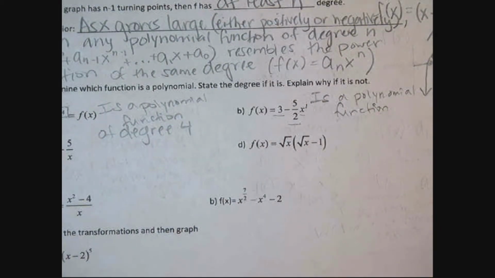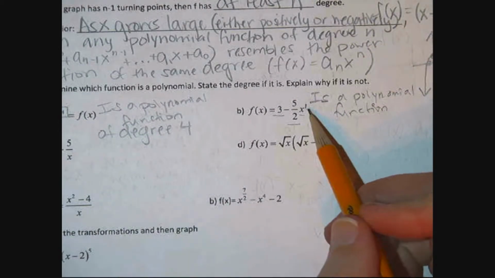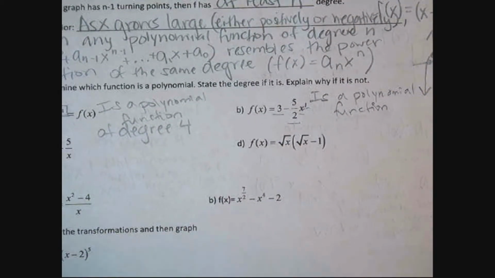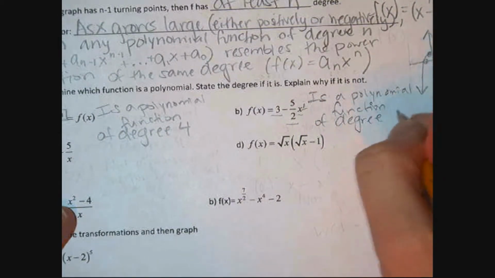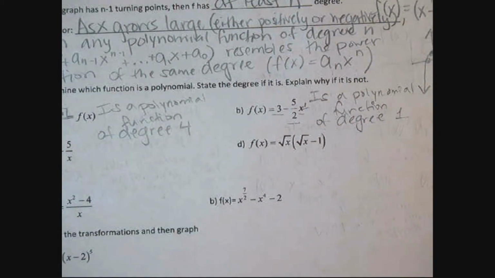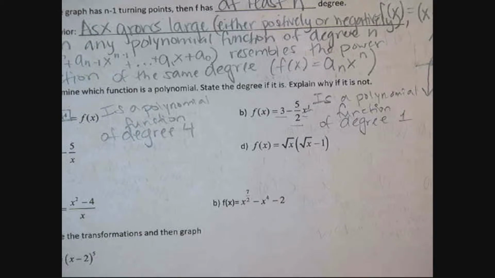Again, we need to find the degree of this function. So we look at our exponent. We only have one exponent, and this exponent is 1. So we would say that this is of degree 1. Degree 1, of course, means that this is just a linear function. So fairly straightforward.